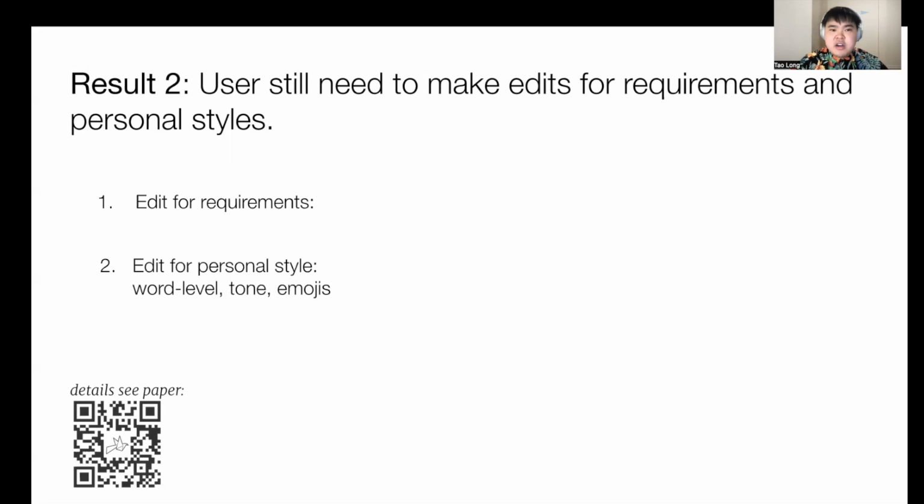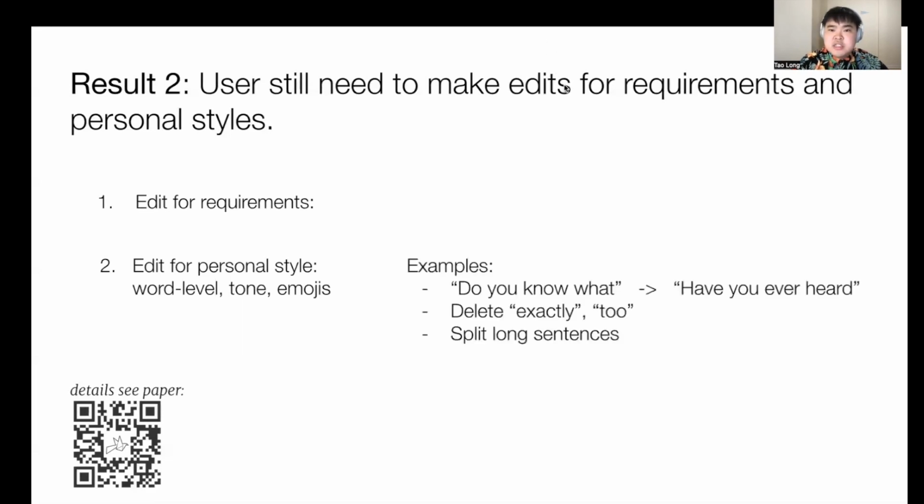Users are making edits to the LLM generated hooks to make them fit more according to their own writing styles and their favorite hook examples. Throughout the process of making edits to their words, tones, and even design layouts of the tweet, for example, people will change the words like "Do you know what?" to "Have you ever heard?" or delete the words like "exactly" or split long questions and sentences.